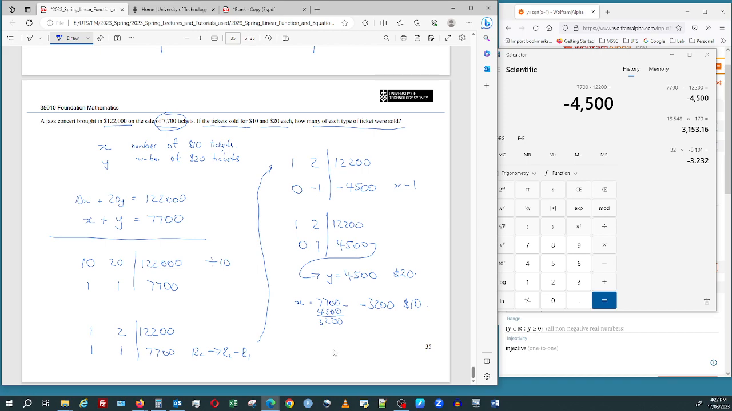Okay. Now you can do a check if you want to. I'll leave that for you to do as an exercise. Multiply 4,500 by 20 and add it to 3,200 by 10, and you should get $122,000. All right. So we'll finish that one there.